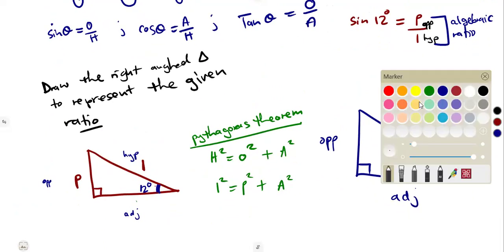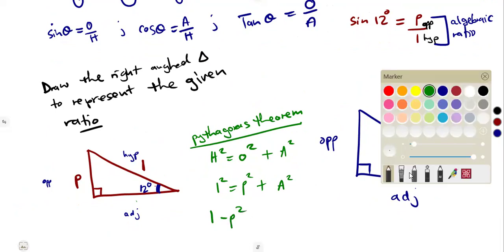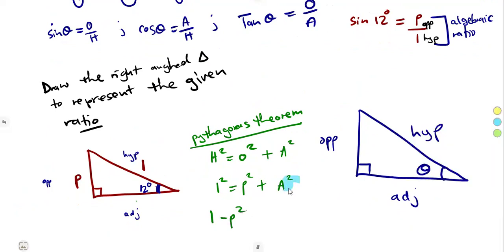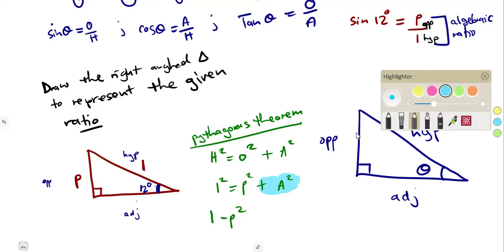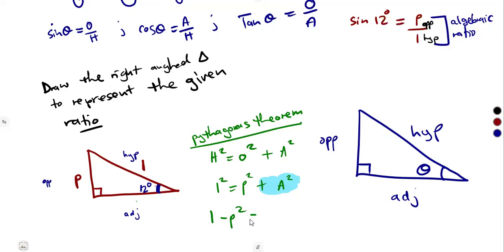So guys, 1 squared, we know that is 1. We take the P squared to this side, it will be minus P squared. Remember, we need to solve for A, our adjacent, this one. We need to find what is representing A. So 1 minus P squared is equal to A squared.